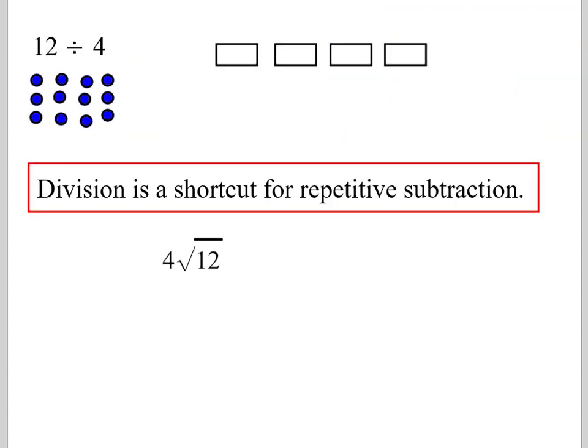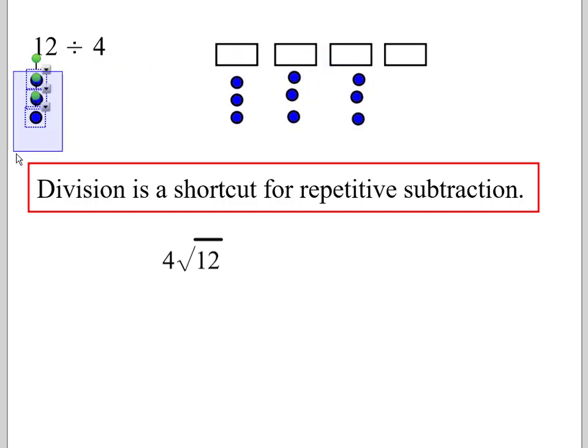So let's take a look at this one. 12 divided by 4. This is asking me if I want to break 12 up into 4 equal groups. So if I take my chips here, there's one group, 2 groups, 3 groups, 4 groups, and within each group I would find there are 3 chips. So 12 divided by 4 is 3.